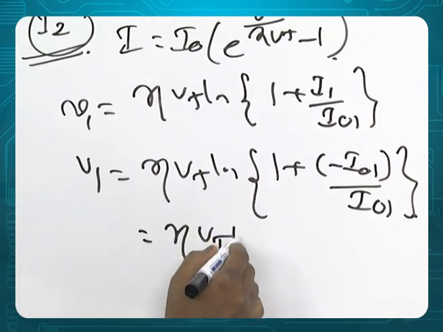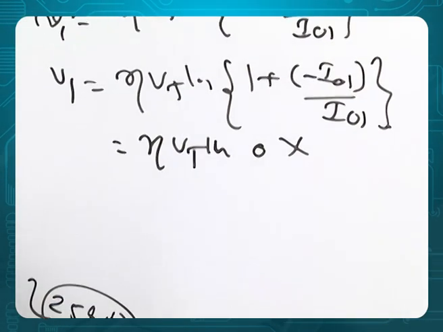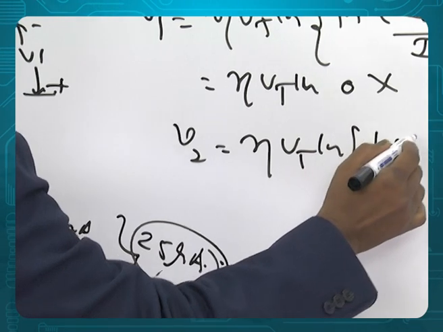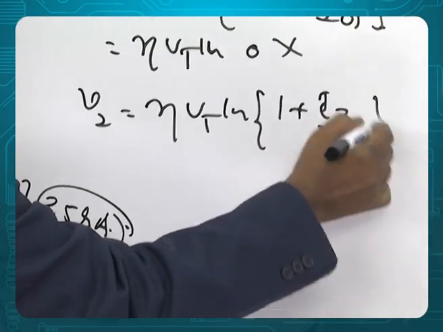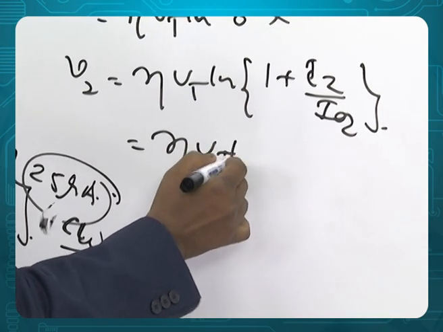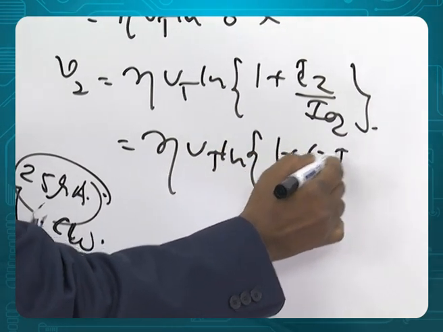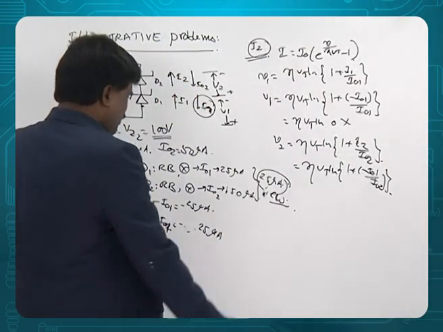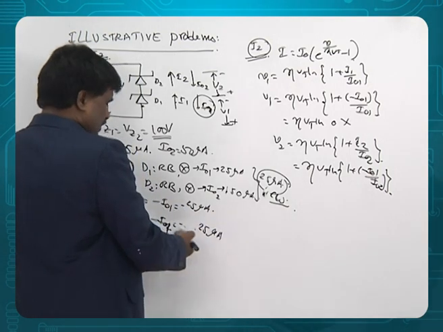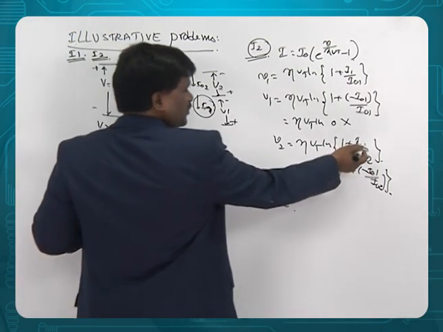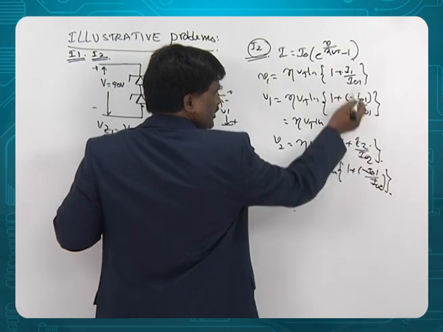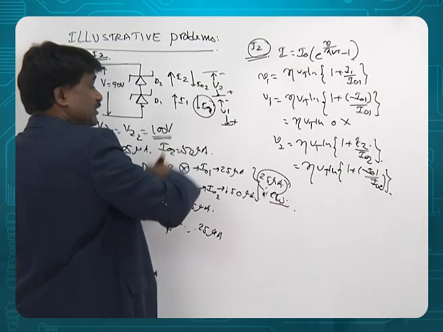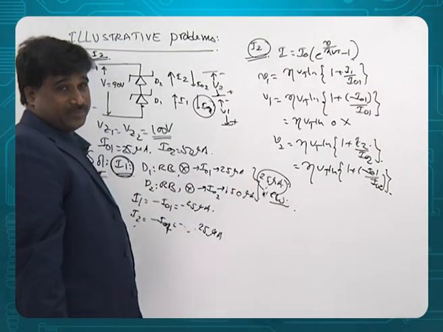This is eta Vt ln 0, undefined. And V2 is eta Vt ln 1 plus I2 by I02. What is that? Eta Vt ln minus I01 by I02. Okay. Now substitute what is I01 and I, because in the place of I2 I should write I02. In the place of I2 I01. In the place of I1 also I01. That is the data that I have taken and substituted there. That's why this problem is called a linked problem.